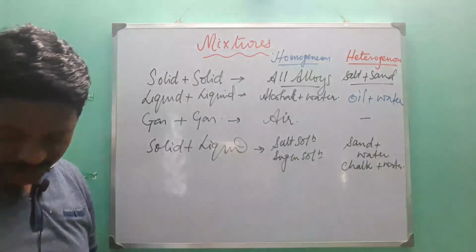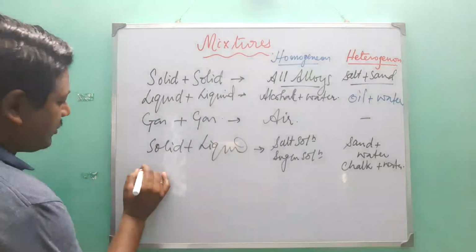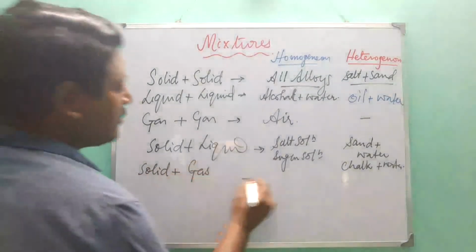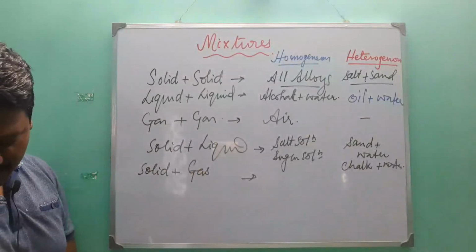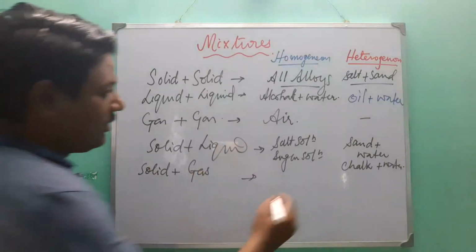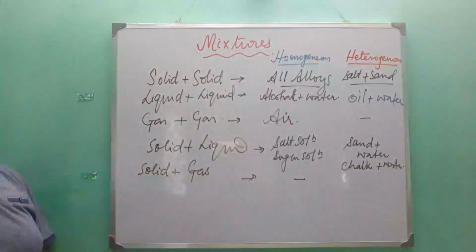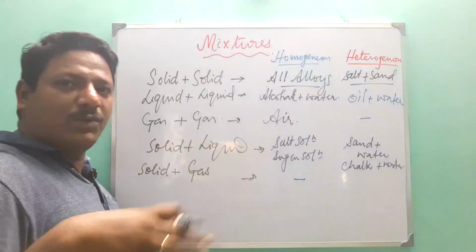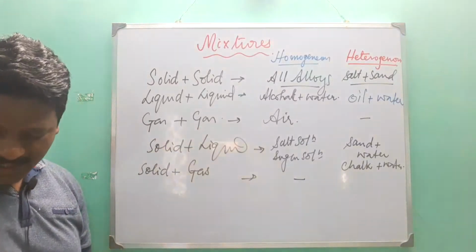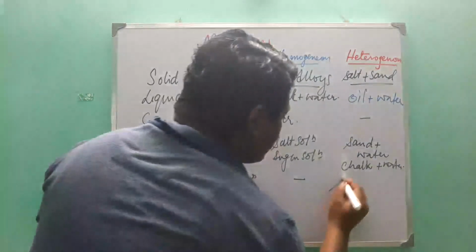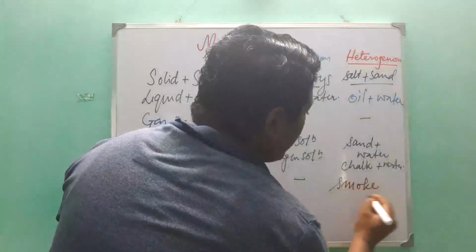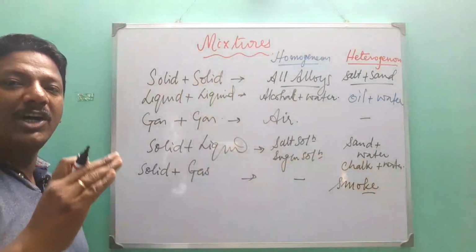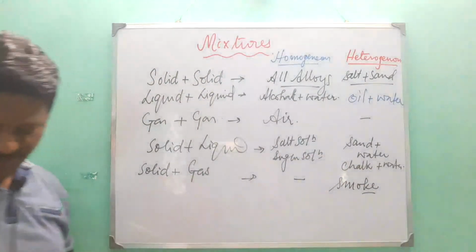Next we will have solid gas mixtures. For solid gas mixtures, there is nothing homogeneous. Solid and gas do not mix completely or distribute equally to form a homogeneous mixture. They form a heterogeneous one, that is smoke. Smoke that we see which comes out from the chimney is an example of a heterogeneous solid gas mixture.